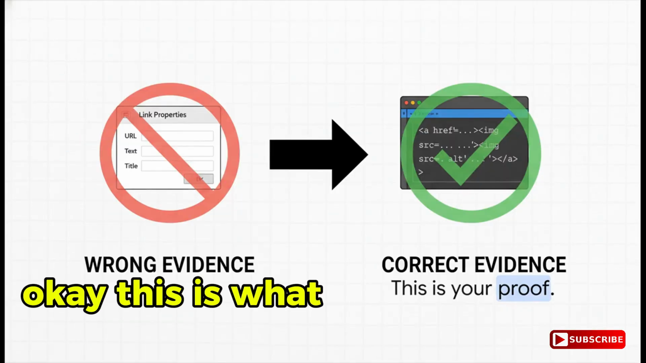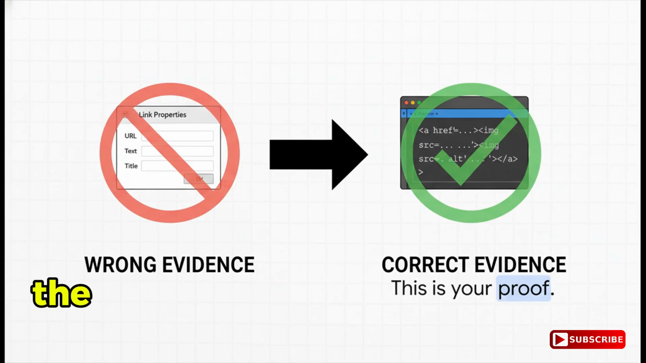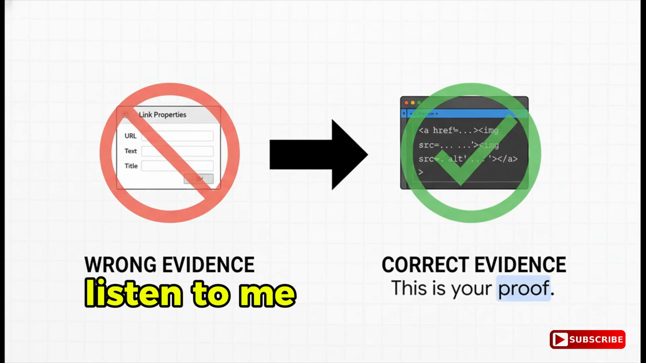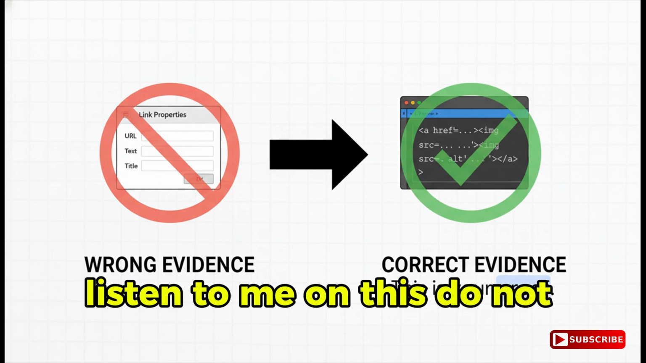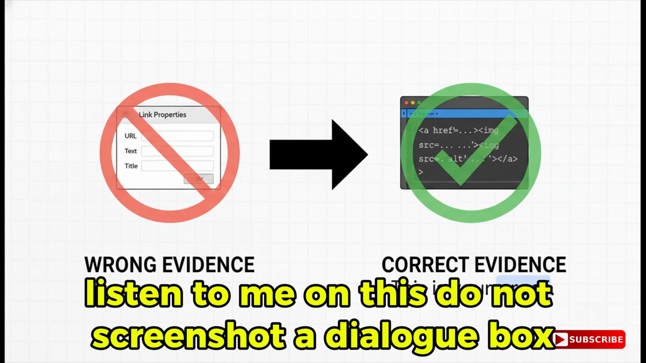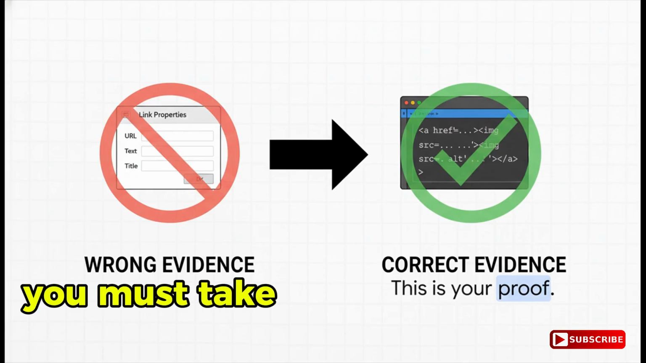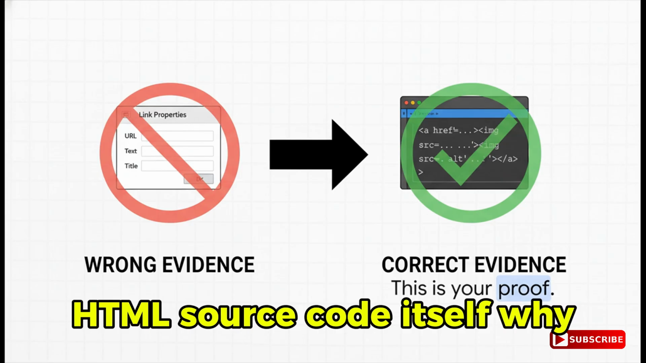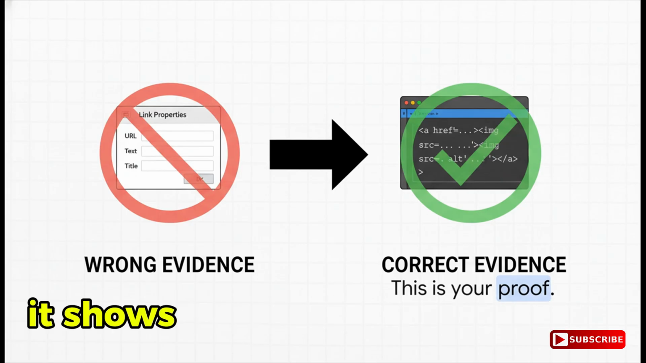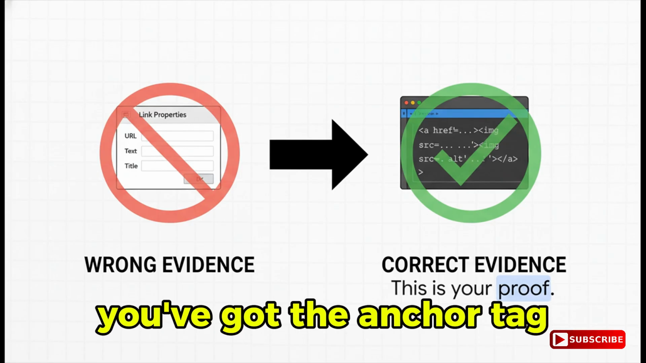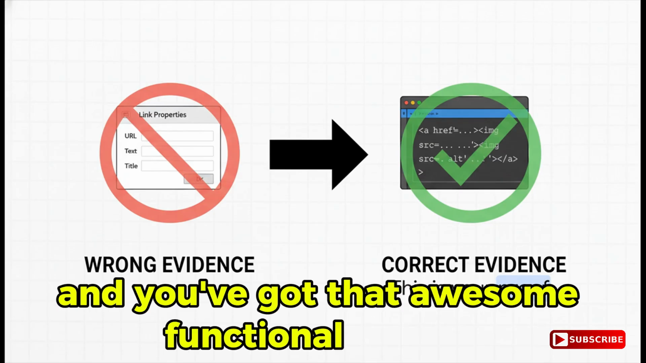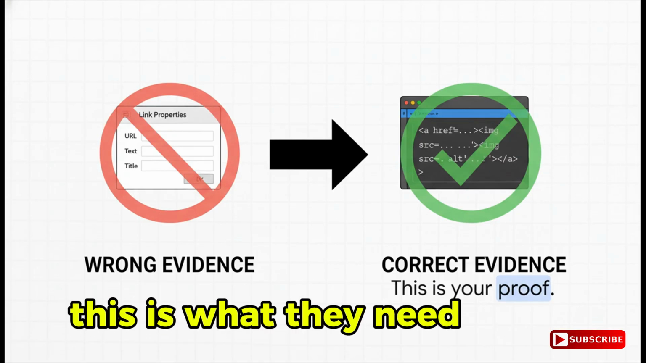Okay, this is what I call the money shot. The final, absolutely crucial point is your evidence. Listen to me on this. Do not screenshot a dialog box. Just don't do it. You must take a screenshot of the final HTML source code itself. Why? Because this is your proof. It shows the examiner everything. You've got the anchor tag, you've got the href with the full mailto link, and you've got that awesome functional alt text. This is what they need to see.